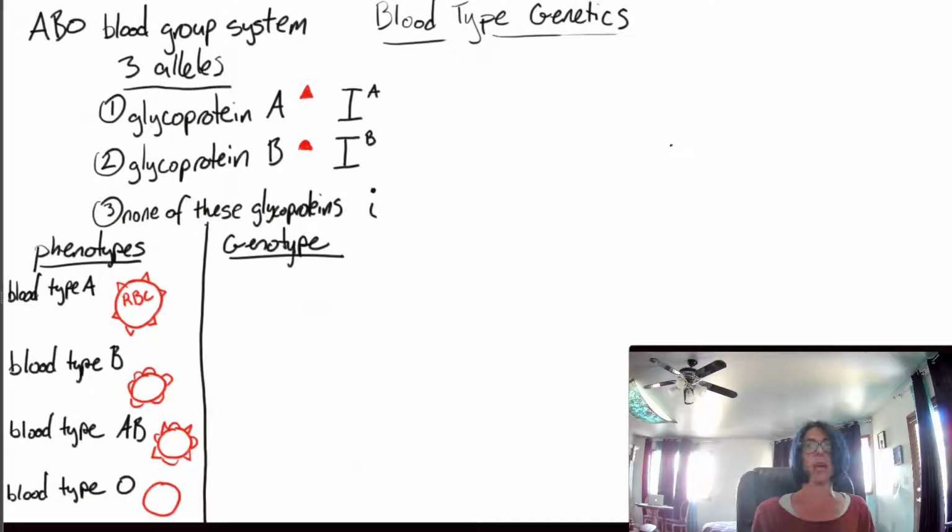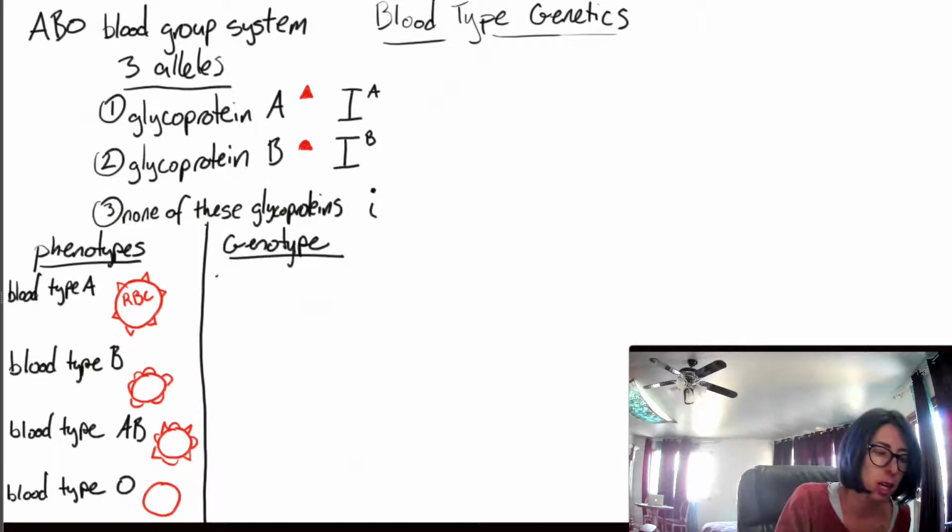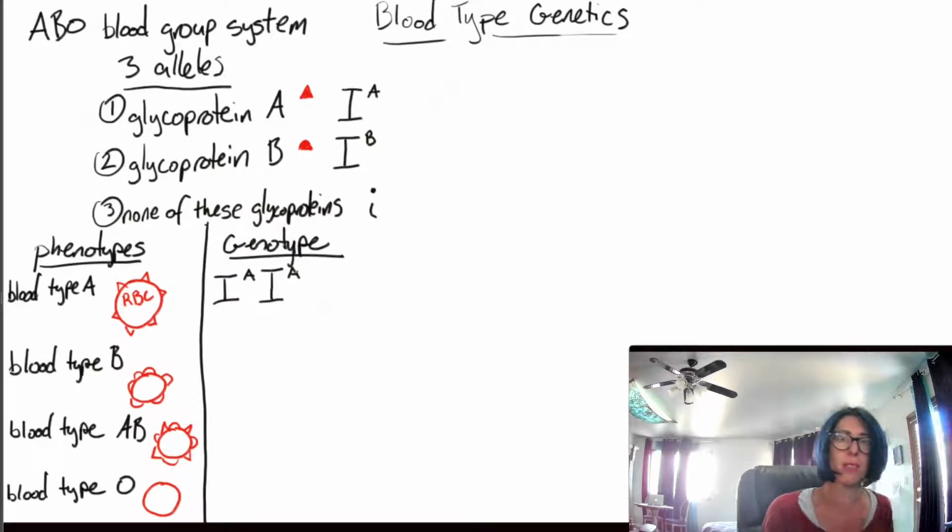So to be blood type A, allele A is dominant to O. So the capital I superscript A is dominant to the lowercase i, which means that there are two ways a person can end up being blood type A. The person can inherit the A allele from one parent and also inherit it from the other parent. So mom and dad each gave this person the A allele.